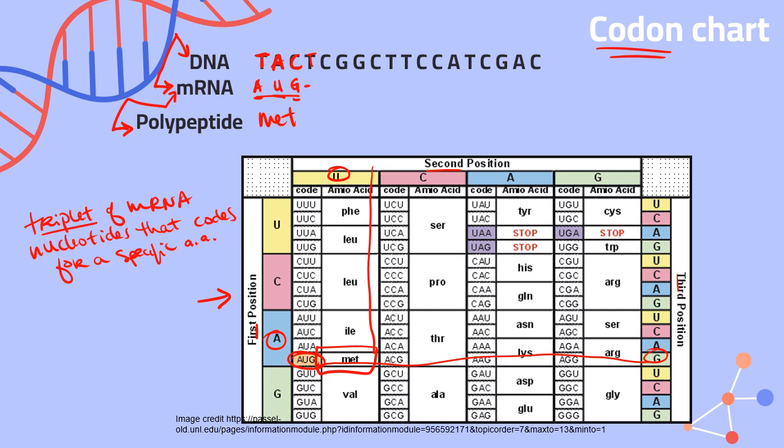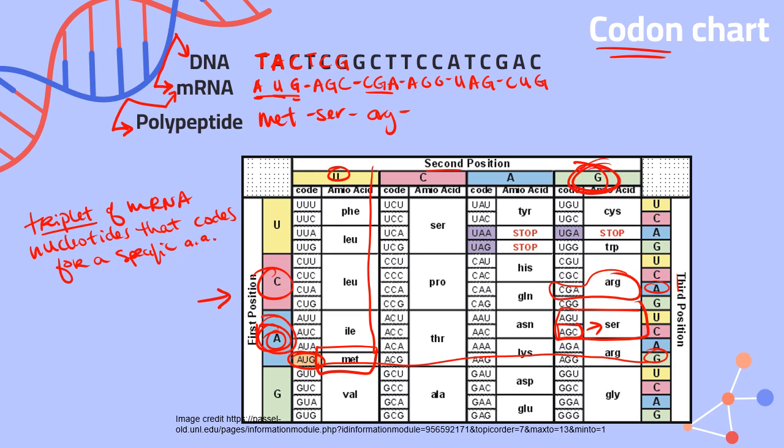The next triplet, TCG, in my DNA is going to be AGC in my messenger RNA. So I'm going to go A, and then G, AGC. AGC here codes for serine. So my next amino acid is going to be serine. Next up, I've got GCT. It's going to be CGA. I'm going to go ahead and finish. AGG. Remember that A codes to U, T to A, C to G, and then finally C, A to U, C to G. CGA is arginine, A-R-G. AGG is, ooh, interesting, also arginine.